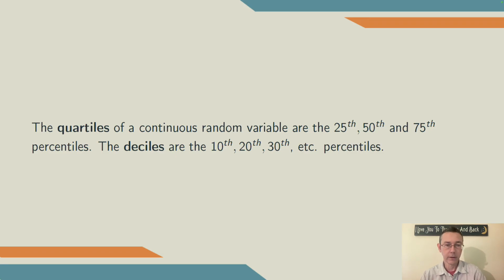The quartiles of a continuous random variable are the 25th, 50th, and 75th percentiles respectively, so Q1, Q2, and Q3. Similarly, the deciles are the 10th, 20th, 30th, and so on percentiles. So that's just a little vocabulary that you'll run into occasionally when you're studying continuous random variables.